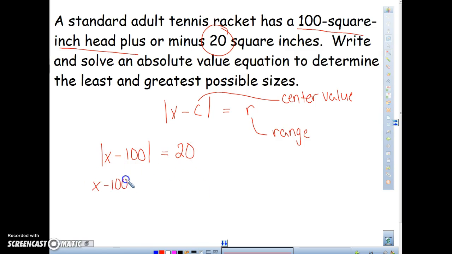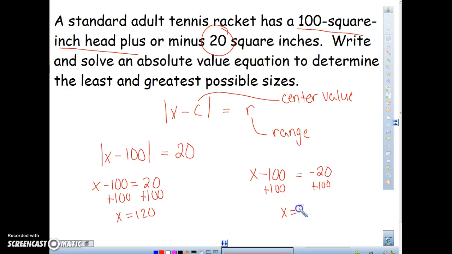x minus 100 equals 20. And x minus 100 equals negative 20. So if we add 100 to both sides, x is equal to 120, or x is equal to 80. So our tennis racket can fluctuate in size of 80 to 120 square inches.